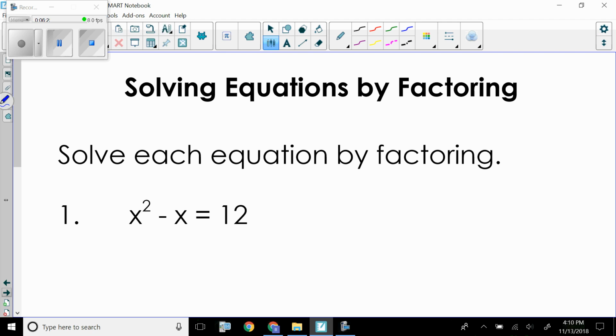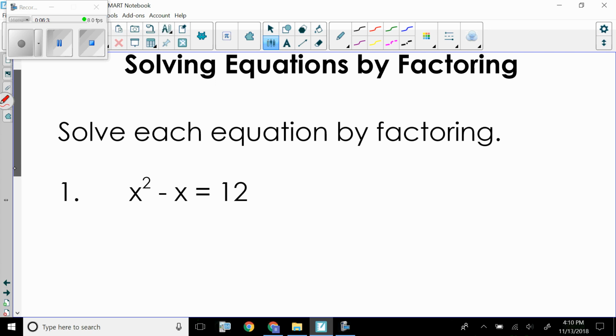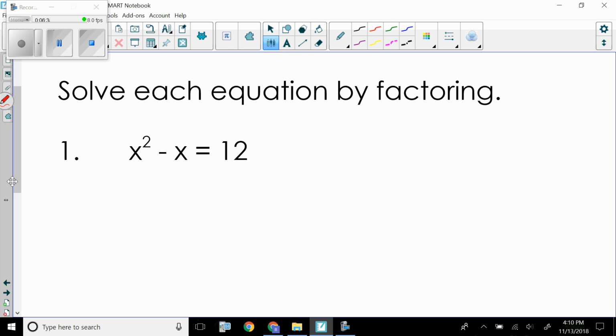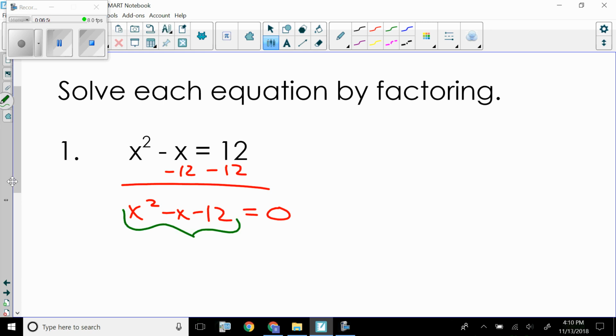Okay. It says solve each equation by factoring. Now would be a great time to pause the video. Make sure you get the directions down. All right, so on my first one, I need to have the right side be a 0. So I have to move this forward. That's x squared minus x minus 12 equals 0. Then I need to break down my left side trinomial, which this shouldn't be too hard.